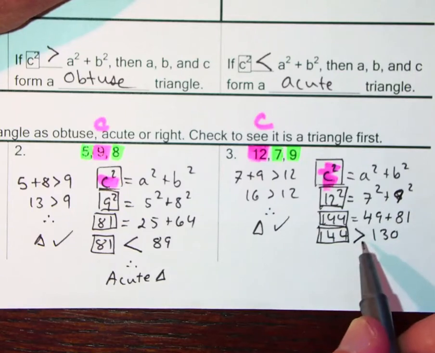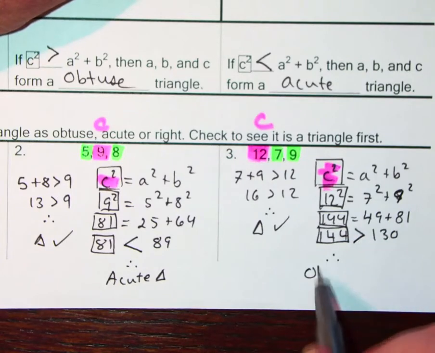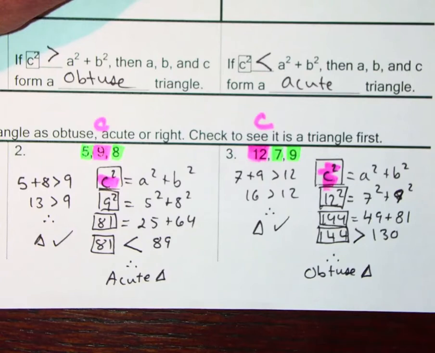Remember, if they were equal, it's a right triangle. But the longest side got bigger, which means the only way it would fit is if it opened up and made it an obtuse triangle.